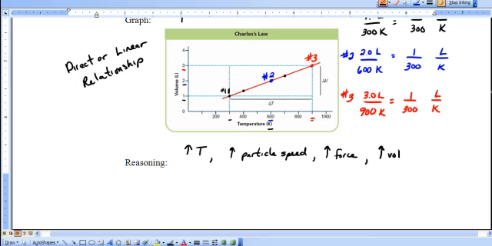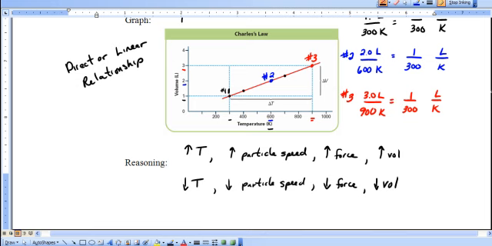And of course, on the other hand, if you decrease the temperature, you're going to be decreasing particle speed. It's going to collide with the container wall with less force. And in fact, what will end up happening is that the outside pressure is going to squeeze the volume down and actually force the volume to decrease. All right. So there's the reasoning behind Charles's law.